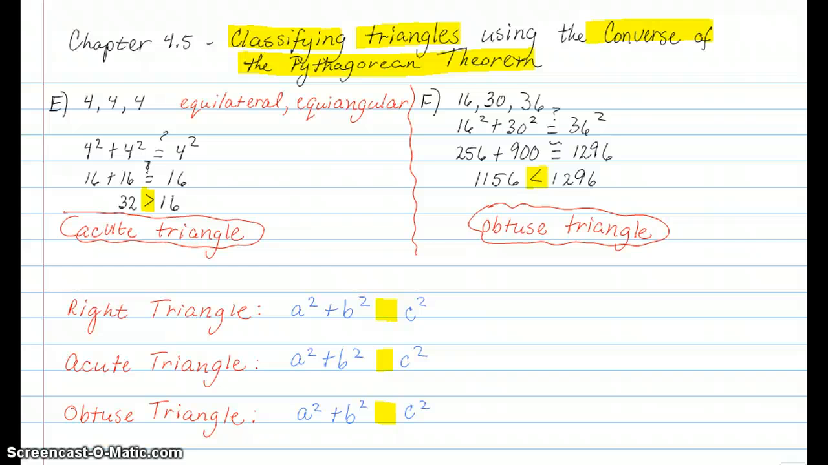Remember, a and b are the shorter sides, c is the longest side. For a right triangle, a squared plus b squared will be equal to c squared. For an acute triangle, a squared plus b squared will be greater than c squared. And for an obtuse triangle, a squared plus b squared will be less than c squared.